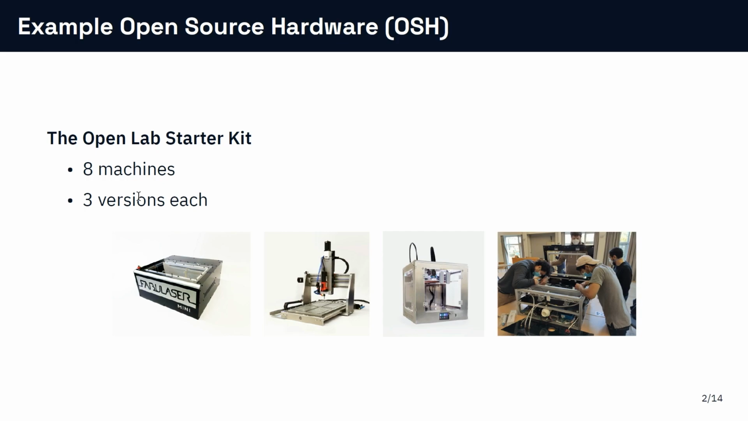And the idea for the Openlab Starter Kit project is to create 8 such machines and 3 versions for each of those machines. And you can see in the microfactory already a new iteration of the Fabulator Mini. So that's also very interesting. This is the old version.